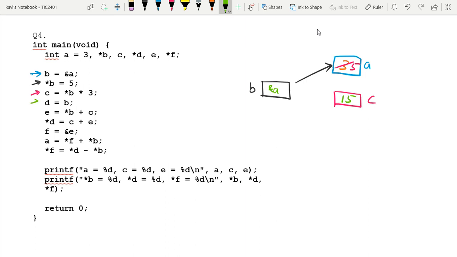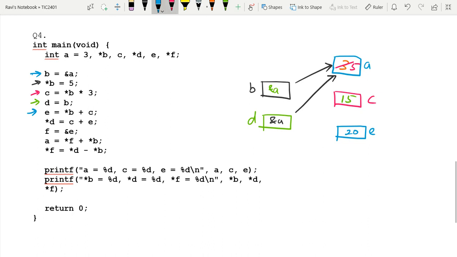The next line, I say D equals B. D is another pointer. If B is pointing to A, then D is also pointing to A. When you assign one pointer to another pointer, they are both going to be pointing to the same variable. Then I have another variable called E. The next line says E equals asterisk B plus C. Whatever B is pointing to, plus C, so 5 plus 15 is put into E. I get a value of 20.